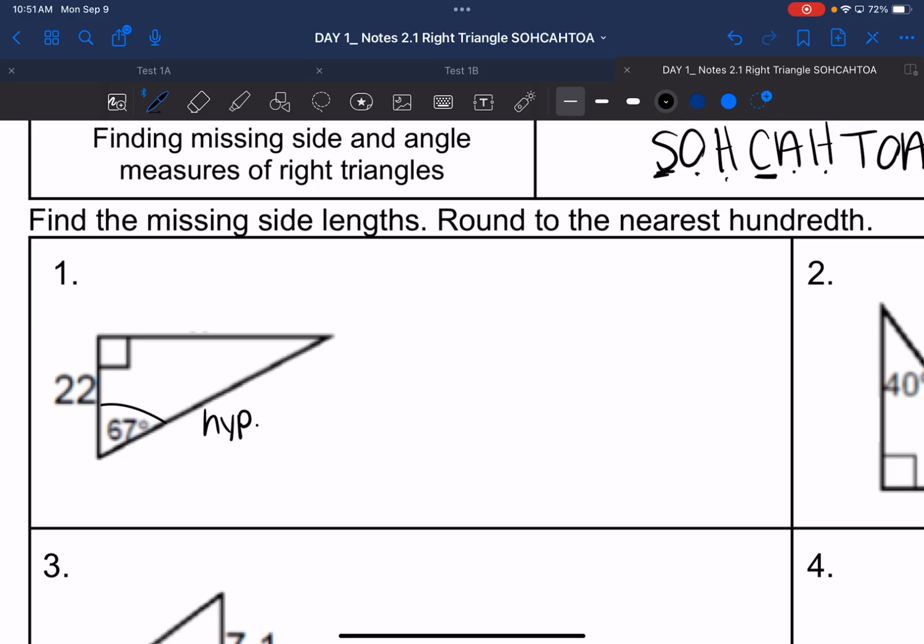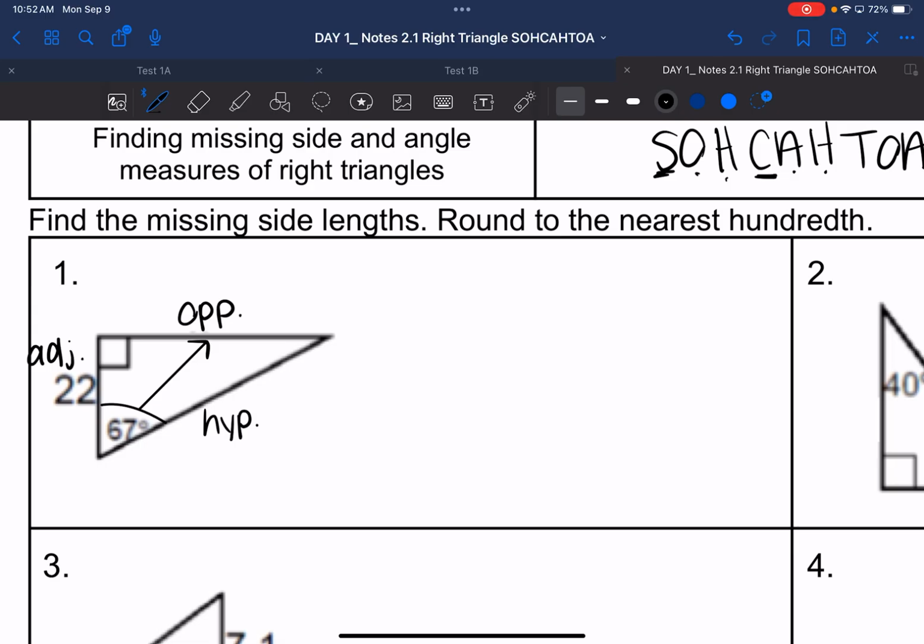All right, what is going to be my opposite? Where would I look to find that? Is the 22 opposite of my angle? No. This would be the opposite side, right? Because it needs to be on the opposite side of the triangle from the angle. So that 22 must be the adjacent side. In case you forgot, adjacent means next to. So it's going to be the side next to your angle.